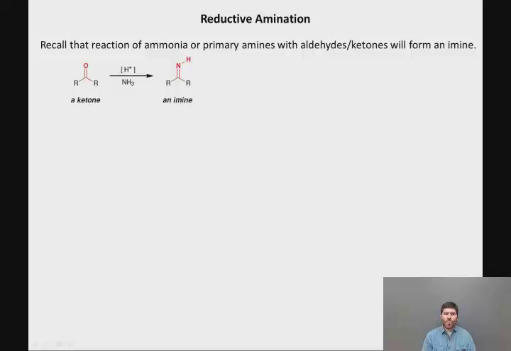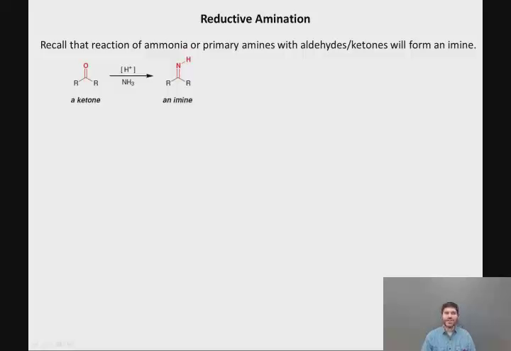But suppose you don't want a primary amine. Suppose you want something that's a little more substituted. Well, the most common reaction that's probably used as a general amine synthesis is called reductive amination. And to understand this reaction, you need to first recall that if you react either ammonia or a primary amine with an aldehyde or ketone, we will get an imine.